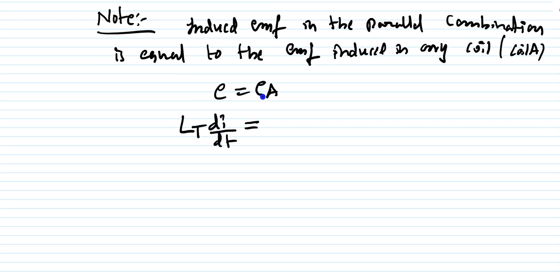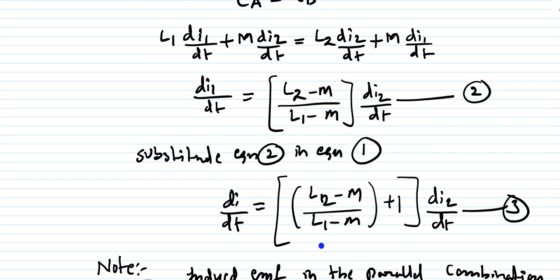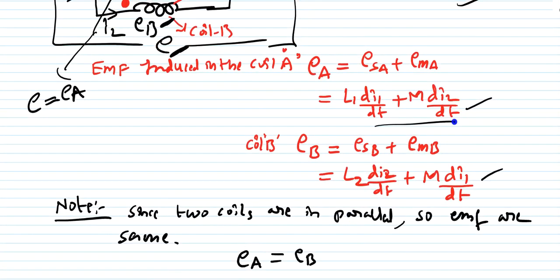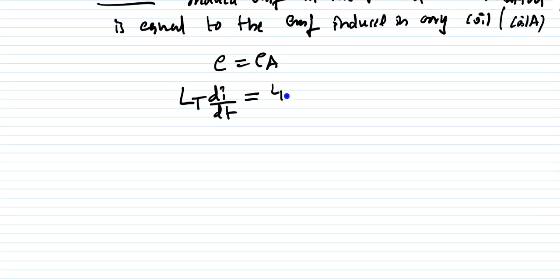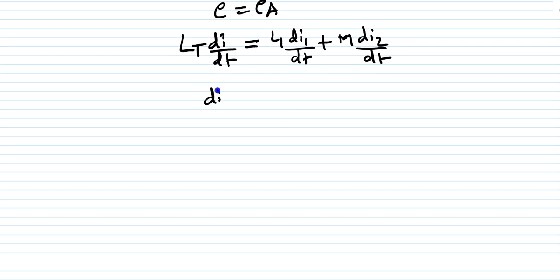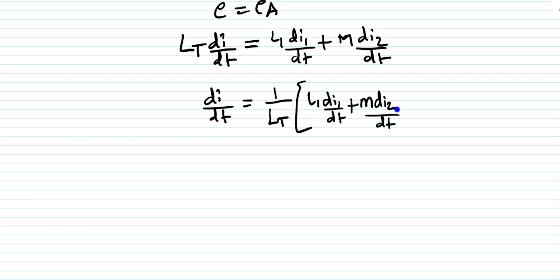So this is EA. I can take EA from this point. Then what are we going to get here? L1 di1 by dt plus M di2 by dt is coming. Then di by dt, if you want to write, is 1 by L total into L1 di1 by dt plus M di2 by dt is coming. Take it as equation 4 now.